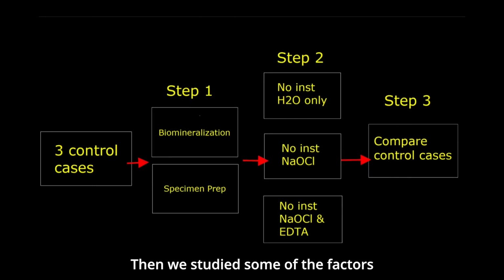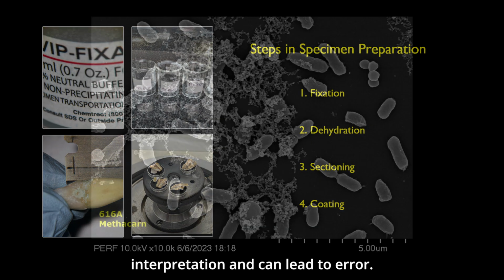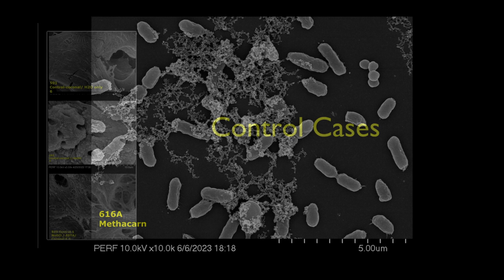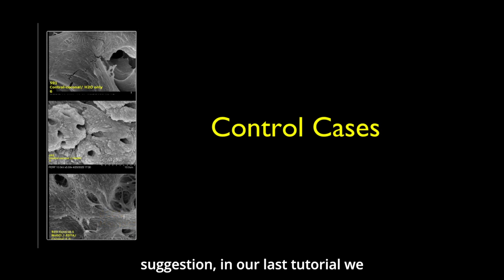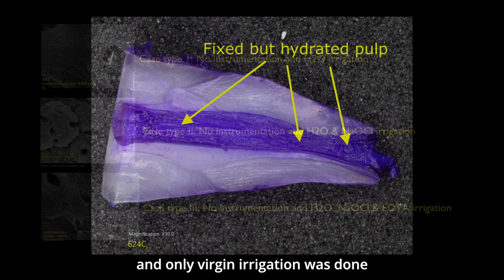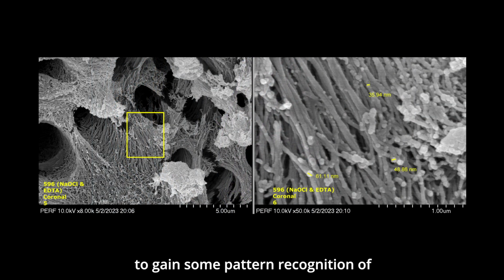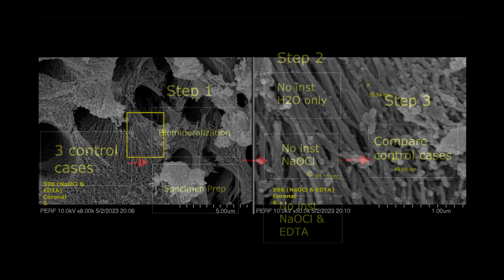Then we studied some of the factors in specimen preparation that can introduce artifacts that affect image interpretation and can lead to error. Then, thanks to Rick Schwartz's suggestion, in our last tutorial, we looked at some control cases where no treatment had been done and only virgin irrigation was done to gain some pattern recognition of baseline dentinal states.